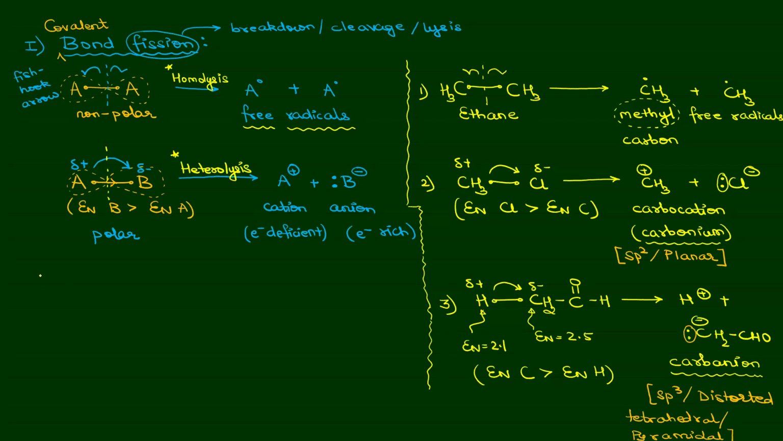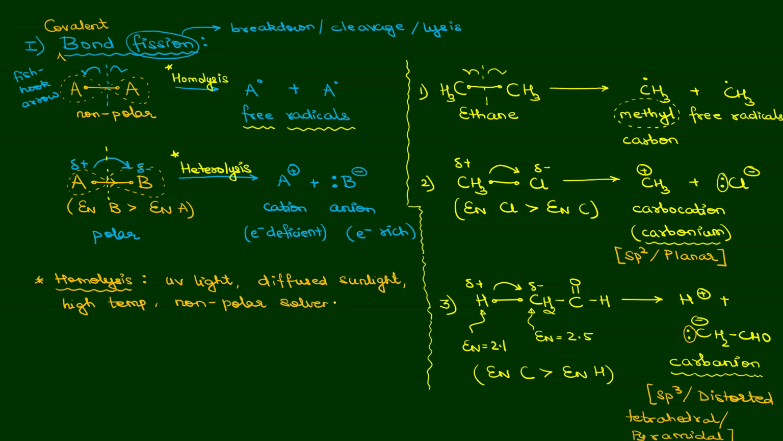Also to add, homolysis or heterolysis takes place under some important conditions. In case of homolysis, it takes place in the presence of UV light or diffused sunlight, or high temperature, non-polar solvent, or in the presence of peroxide.